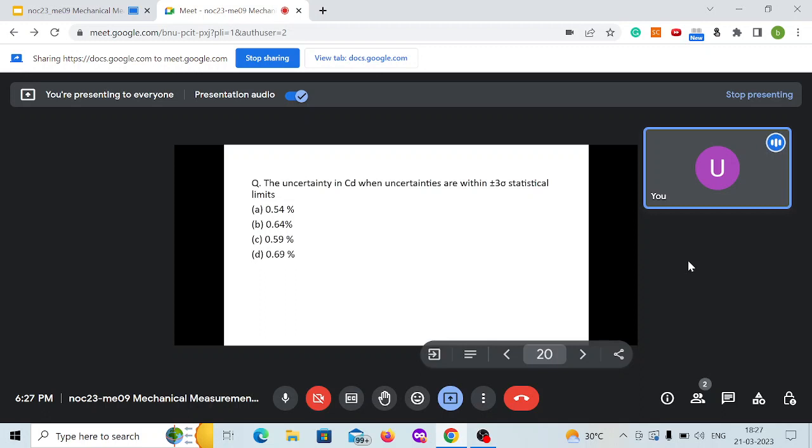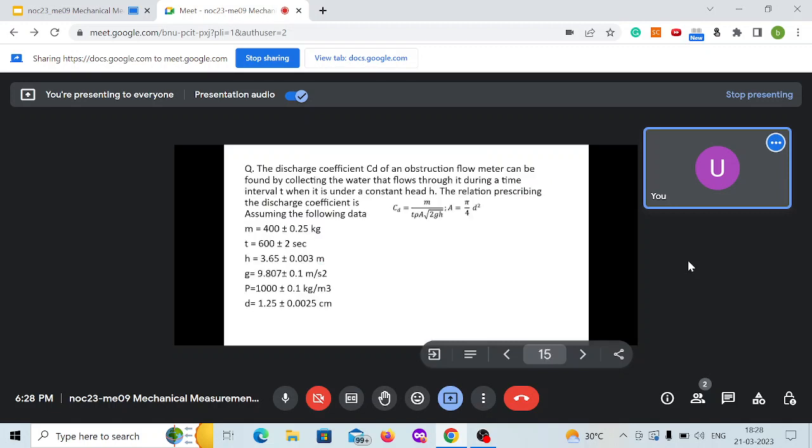So this question is the same as the previous one. It's a linked question. In this case, we have been asked to find the uncertainty in CD when uncertainties are within plus or minus 3 sigma statistical limits. So when these are in statistical limits, we have to find the CD. Going back, we know the CD relation is m by t rho A root of 2gh, and area is pi by 4 into d square.